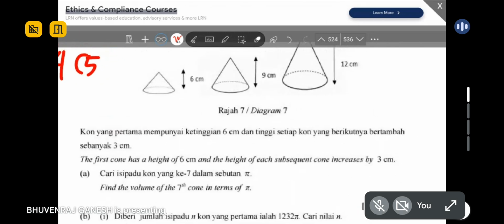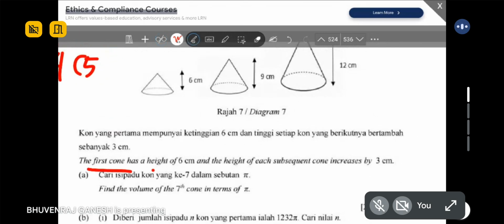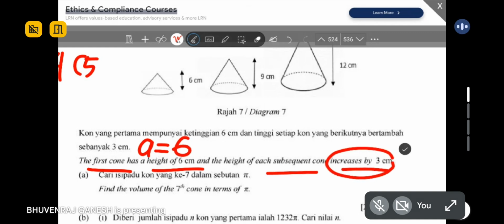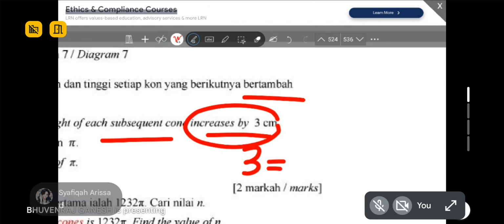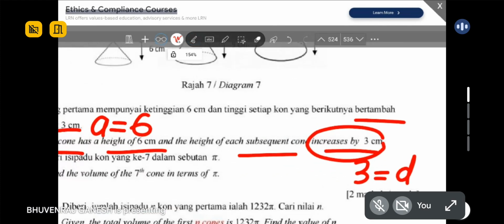Everything we touch. Okay, so for this one, first cone, height of 6 cm. So this is your A value, guys. Nilai A is 6. Subsequent cone increases by 3 cm. Bertambah 3 cm. So guys, this value is what? May I know? 3 cm is equal to what value? They say increases by 3. So what symbol you will give? Anyone? Yes, this is your common difference, guys. Beza sepunya. Okay, so it's a D.